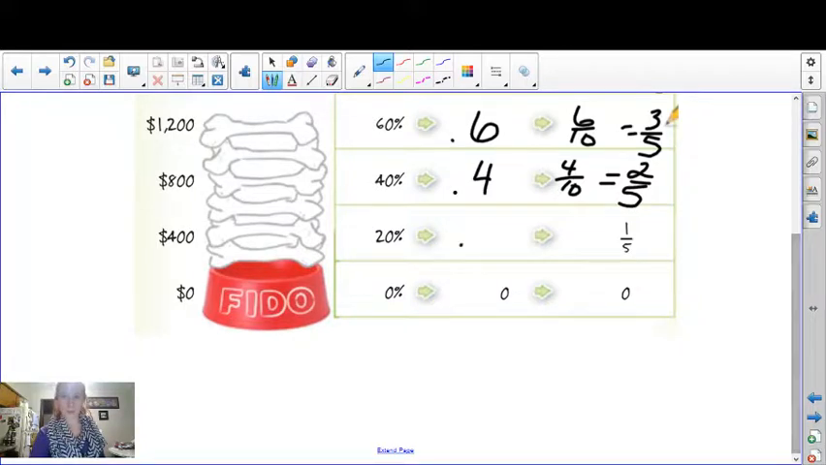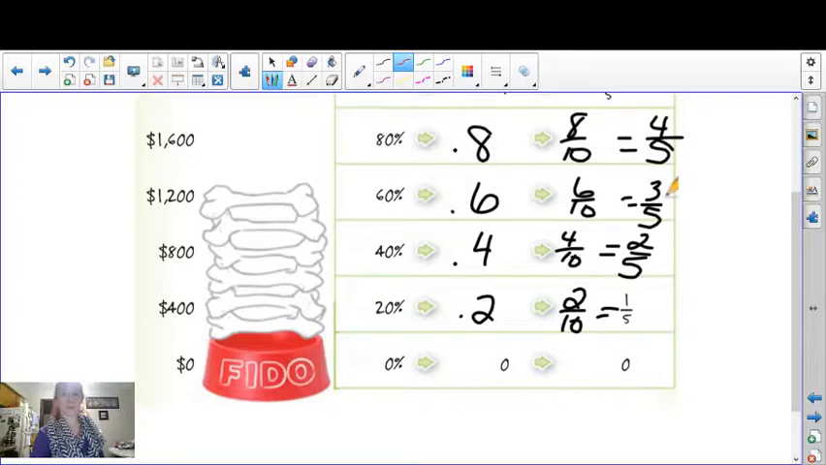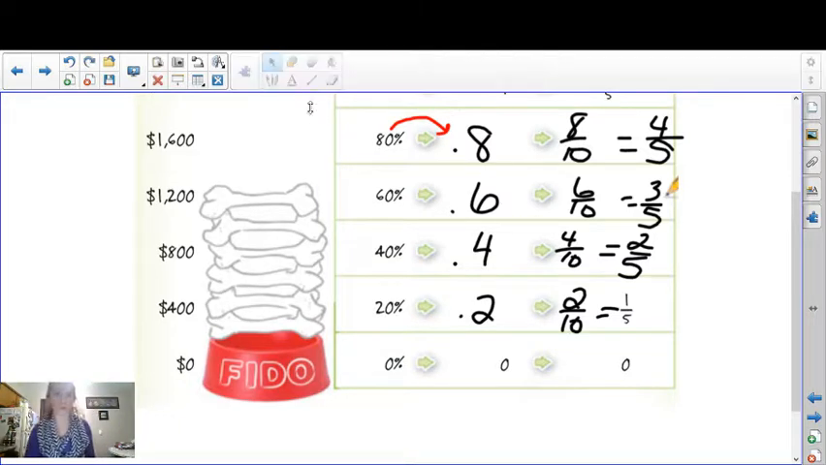Next I have 40%, which is 0.4, which is the same thing as 4/10 or 2/5. Then I have 20%, which is 0.2, which is the same thing as 2/10, which can reduce down to 1/5. And then 0% is 0. So essentially, if I compare my percentages to their decimals, all I've done is move the decimal place 2 places.